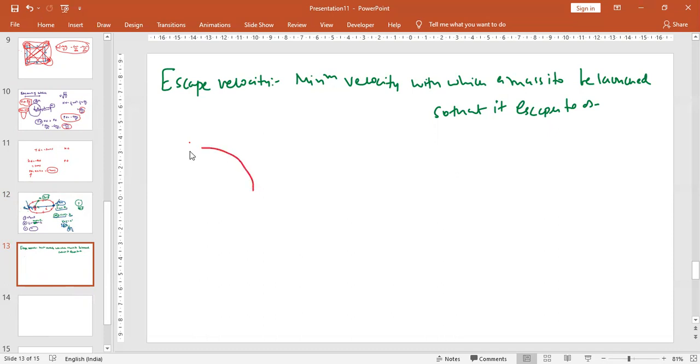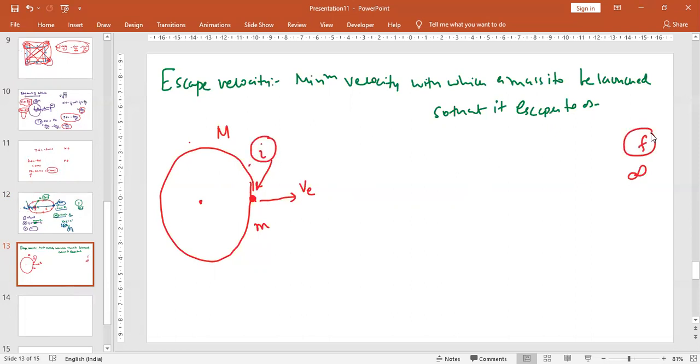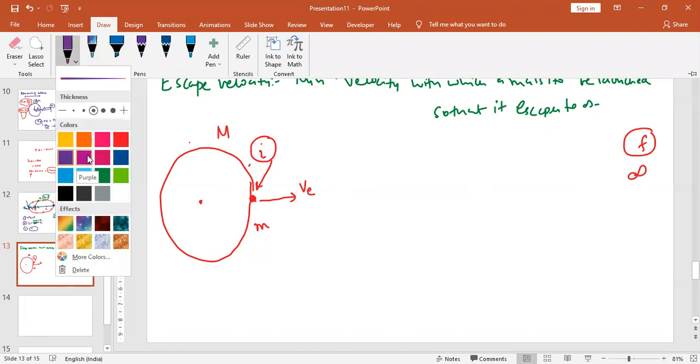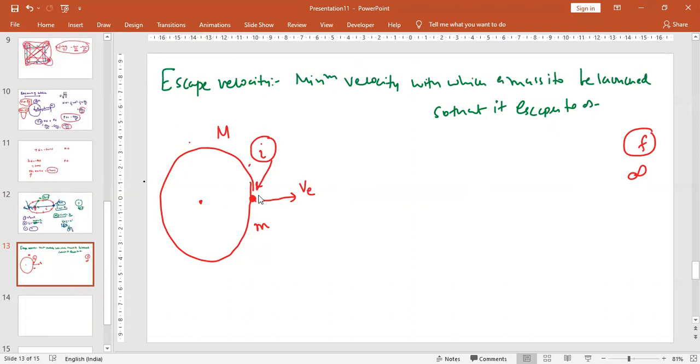So how to find escape velocity? Suppose that we have a planet of mass M, and a smaller mass m on the surface of the planet. With what velocity should I launch it so that it will never come back to this planet, or we can say it will escape to infinity? So we'll use the conservation of energy principle. Suppose this is your initial position, and this is your final position. After launching, there is no external force acting on this mass, because we are ignoring all other astronomical bodies in our solar system or any other. We are just taking our planet and the mass which is being launched.